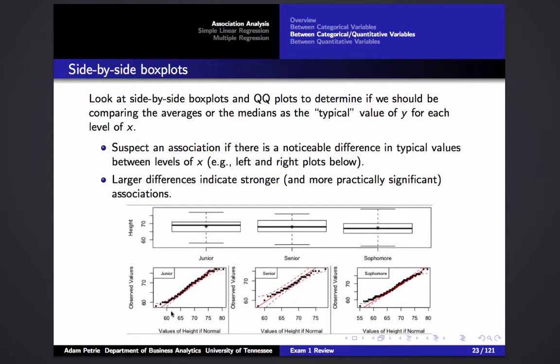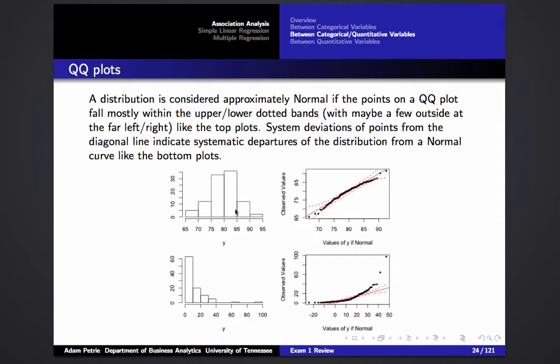If we see systematic deviations away from those upper and lower dotted bands, then we know we need to be comparing medians, because the normal distribution is no longer a good description of the distribution of y values. So here's what I mean.